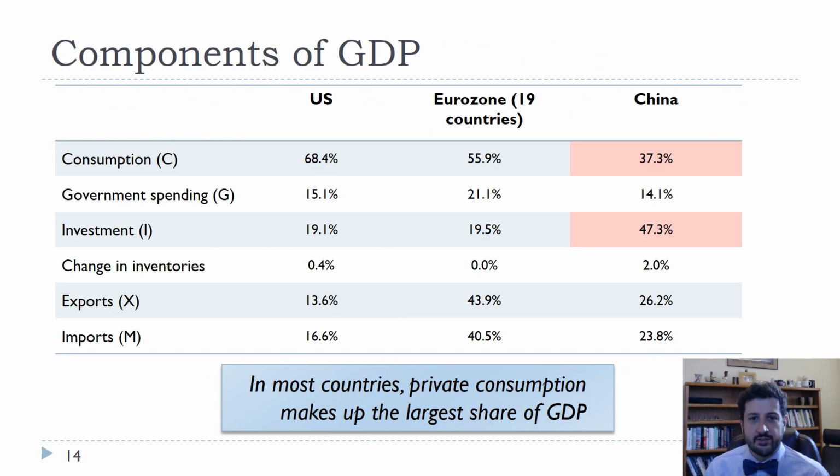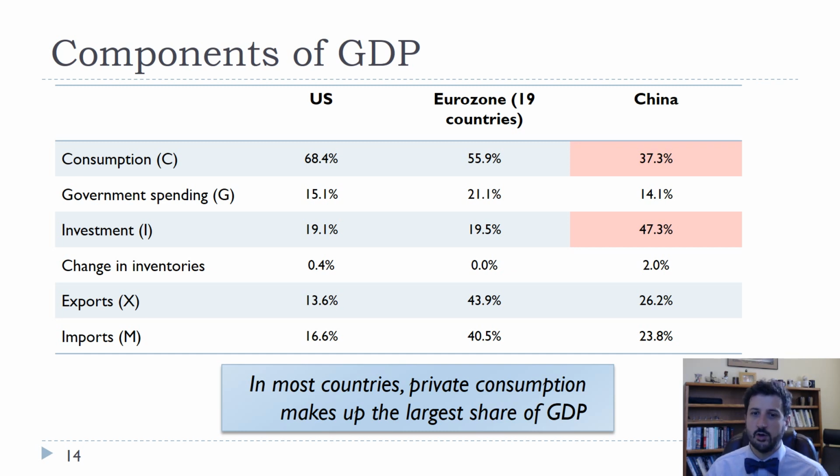So if we look at the components of GDP, this looks at the US, the 19 Eurozone countries, and then China. In the US and the Eurozone countries, they're pretty similar. Consumption is the biggest piece. The biggest difference, perhaps, is the amount of government spending. So it's higher in the Eurozone countries than in the US. And also the amount of exports and imports.